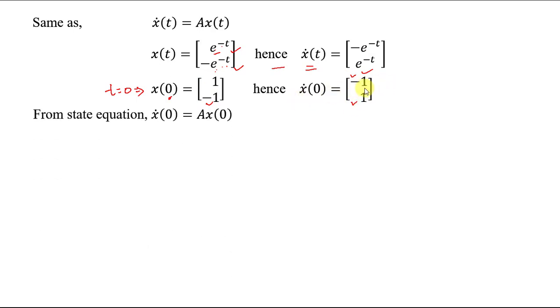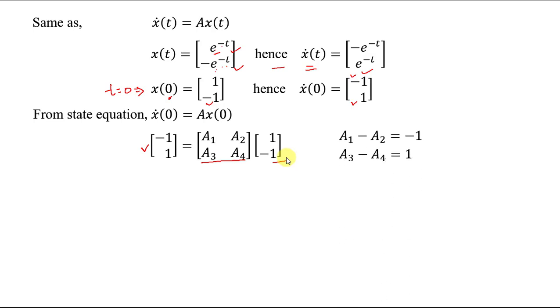Again, from the state equation we will put the value. Differentiation of x(0) equals matrix A and x(0) value. Again we will find two linear equations: a1 - a2 = -1, and same as a3 - a4 = 1.